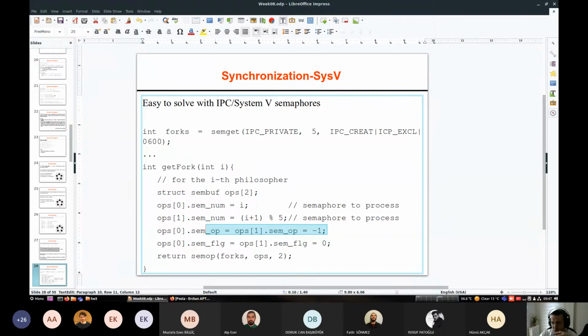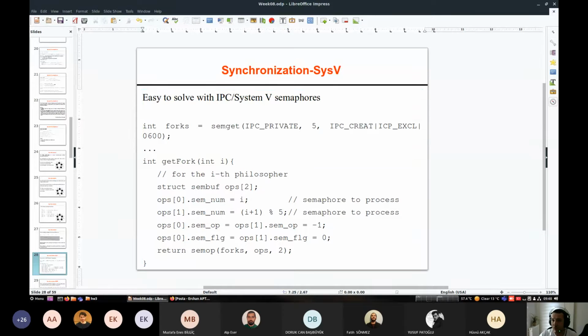And the flag is set to 0. We do not want anything special. And we simply call semop forks ops2. So we have two operations. Here are the operations, and this is the identifier returned by semget, representing the set of the semaphores. And here is the set: IPC private, so a random identifier, with 5 semaphores in our set created. And if that set already exists, it will return an error. So IPC create and IPC exclusive, same idea as in the files.